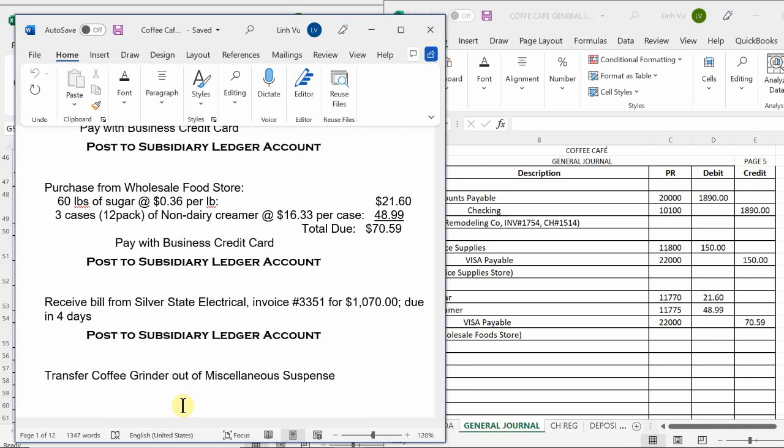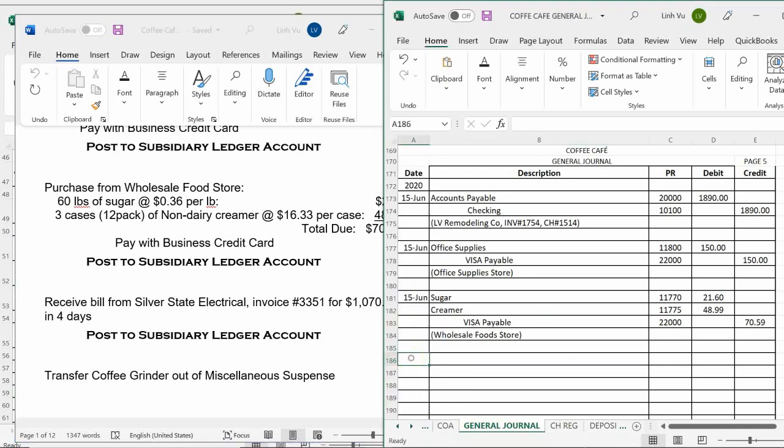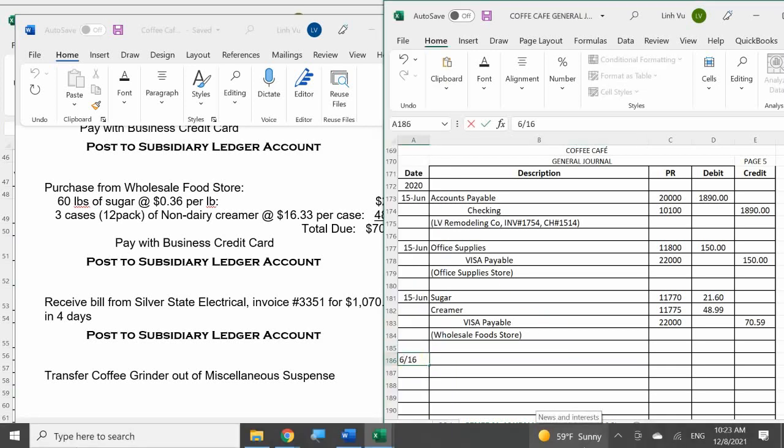Good. So, is this going to be considered a separate expense or part of the cost of the grinder? Part of the cost of the grinder. Okay, good. So where is the grinder? Miscellaneous suspense. Miscellaneous expense. Okay. So you would debit miscellaneous suspense and then I don't know about the other part.